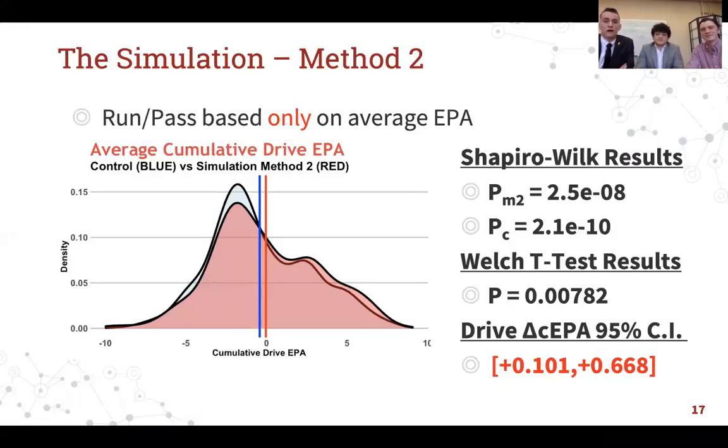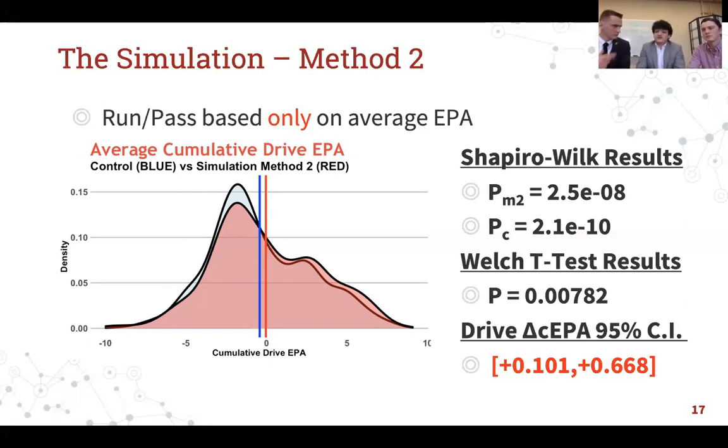Method 2 ran a similar technique as method 1. However, it took into account EPA as the statistic of interest. So it took the average bootstrapped EPA of rush versus the average bootstrapped EPA of pass. You use that to make a play call decision. Similarly, got statistically significant results.